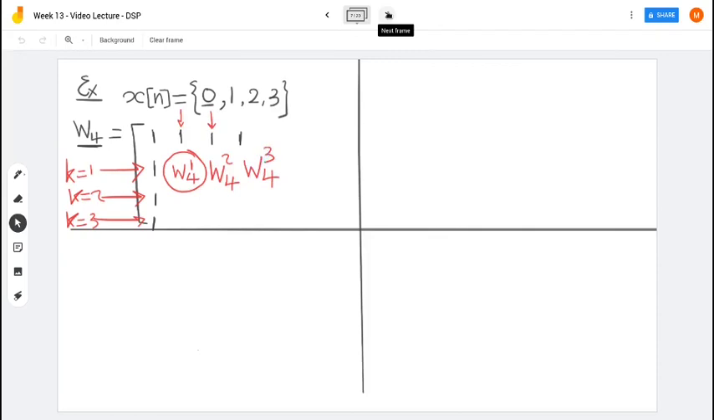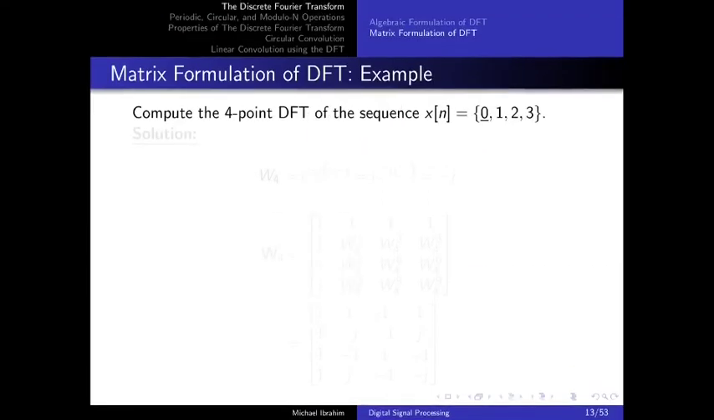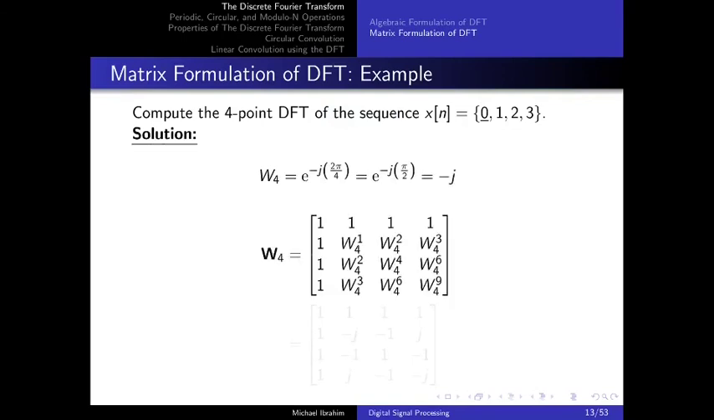For the next row, k is equal to 2 and n is equal to 1, so W4 to the power 2. Next, k is 2 and n is 2, so W4 to the power 4. Next W4 to the power 6. And the very last row will be W4 to the power 3, then W4 to the power 6, and here W4 to the power 9. So as you can see, this will be our matrix, and we need to compute the values of these W.